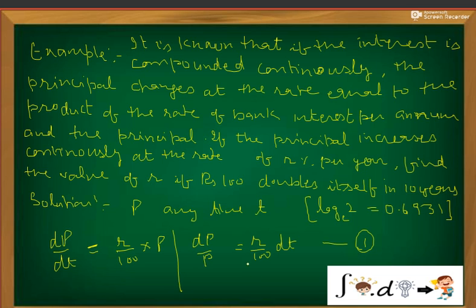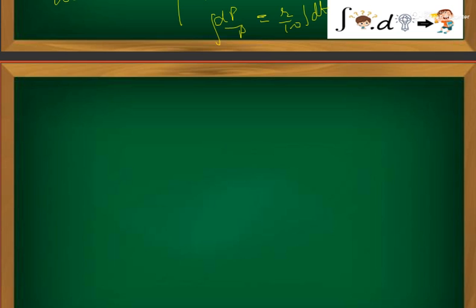And now integrating both sides, that means the integral of dp by p is equal to r by 100, a constant term. Take it outside, and this is dt. Therefore we have the integral of 1 by p, that is equal to log p, is equal to r by 100 into t plus c, where c is the constant of integration. Say this is equation number 2.